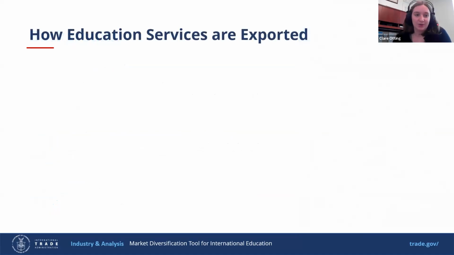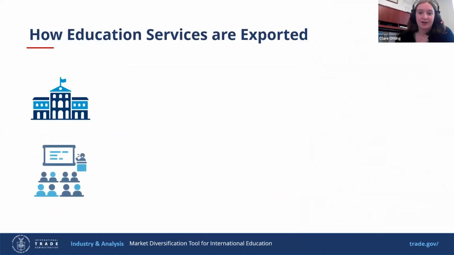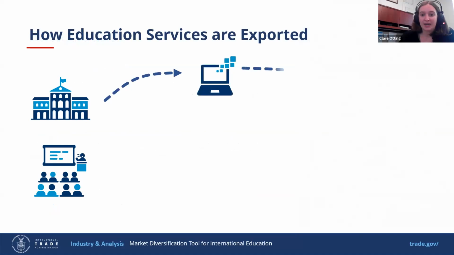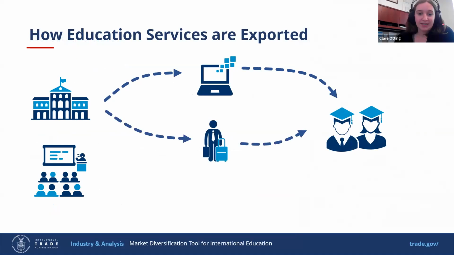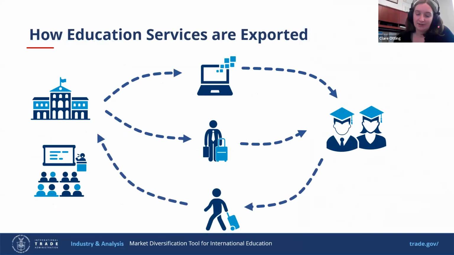Education services are exported in a few different ways. Your institution may export education services by providing classes online to students in other countries. That's an export. So is sending educators to teach students abroad, or having international students come study at your institution in the United States. If you open a campus, branch, or have some other commercial presence in another country, that technically doesn't count as an export, but the tool can still be somewhat useful for exploring new markets in those situations.